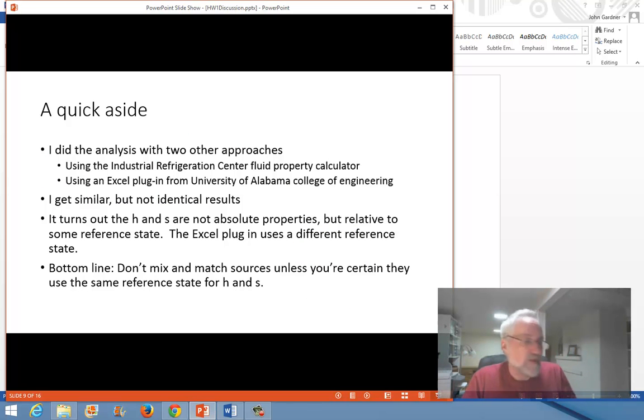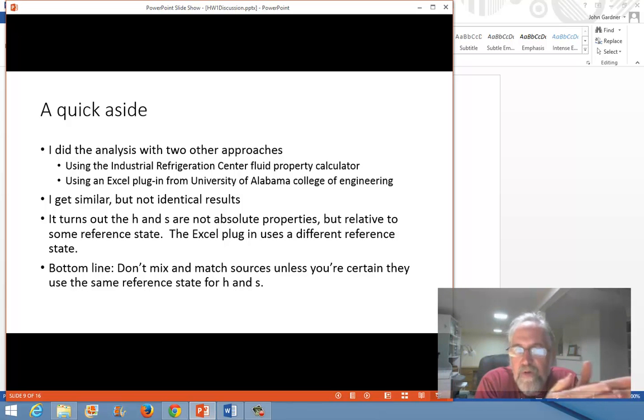Okay, now I mentioned there's other property calculators available. There is the Industrial Refrigeration Center, University of Wisconsin. I gave you that link last time. You can Google it. It's pretty easy to spot. There's also an Excel plugin from the University of Alabama. It took me a while to get it to work on my computer, but it's not too bad. You have to kind of poke around, and it's fairly self-explanatory, but it's essentially lookup tables for property values. I get very similar results, but it's important to know that I don't get identical results if I go to different sources for the thermodynamic properties.